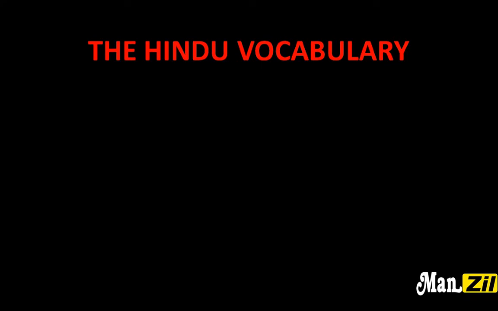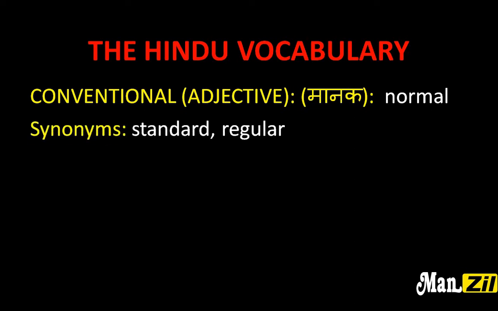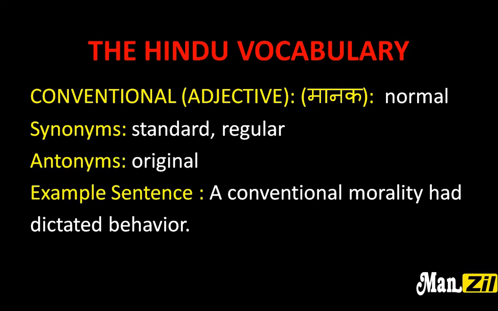So in today's video we will discuss some important English words. Let's begin. First word is conventional, which is an adjective which means normal. Synonyms are standard and regular. Antonym is original, and the example sentence is: a conventional morality had dictated behavior.